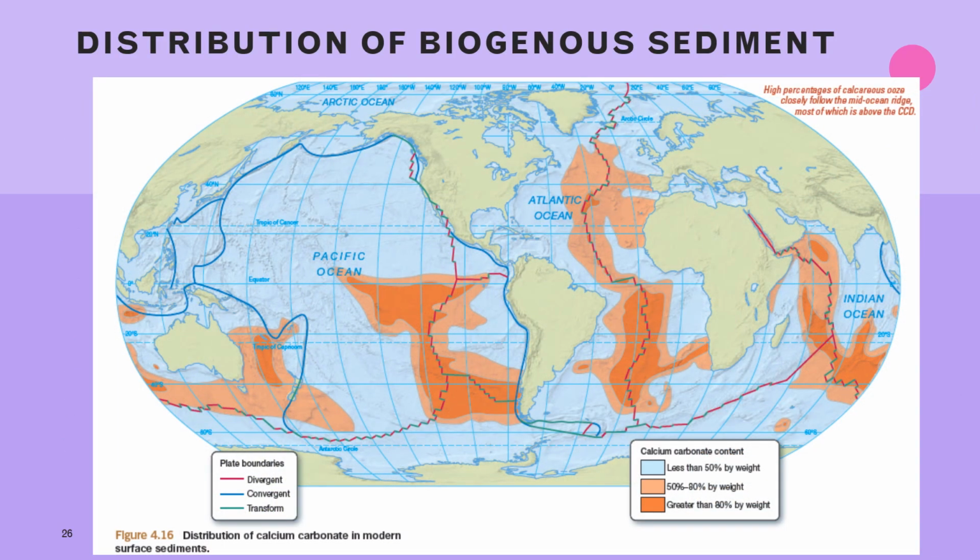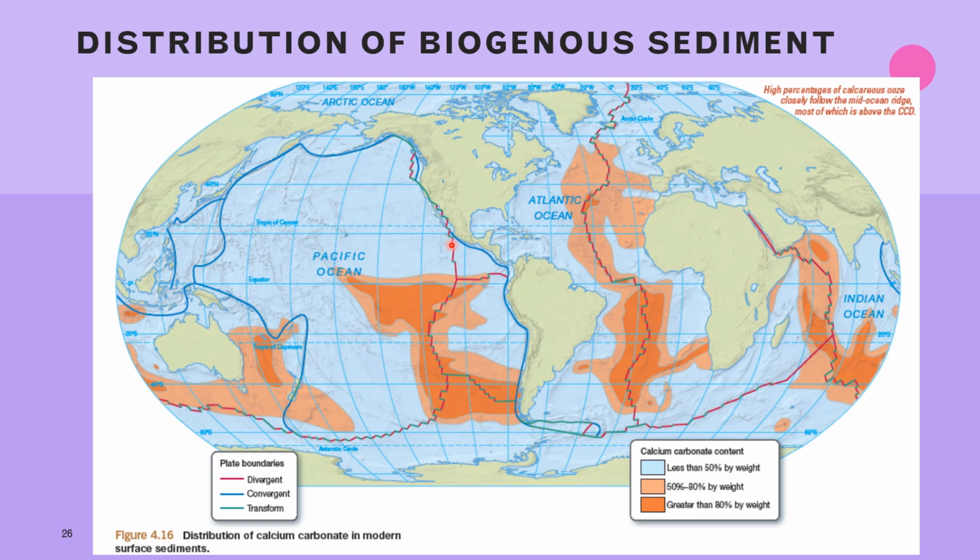So this is the distribution of biogenous sediment. You can see the dark orange color. These are greater than 80% by weight. And then as the lighter shade appears, lighter orange, it is 50 to 80% by weight. And in the blue shade, it is less than 50% by weight. So you can see mostly along the divergent margins, we have high percentages.